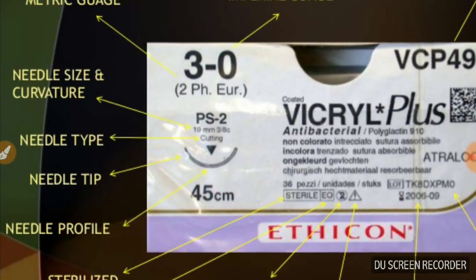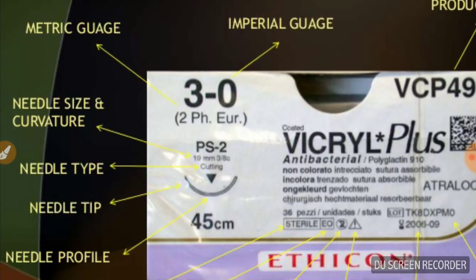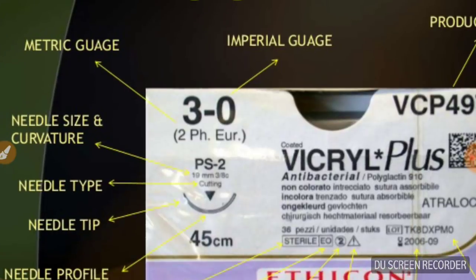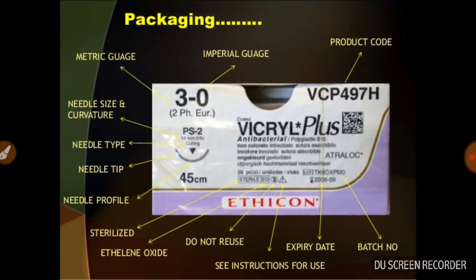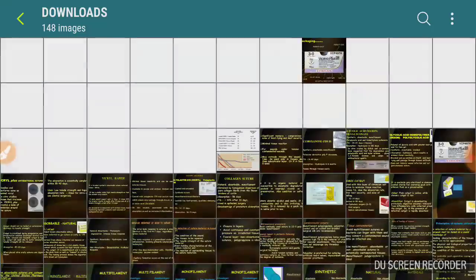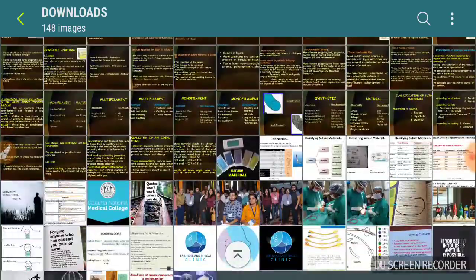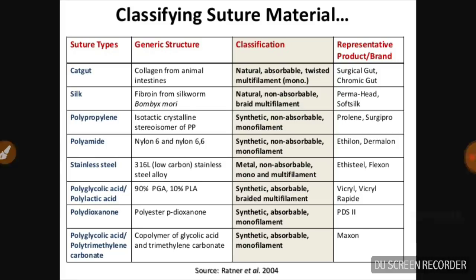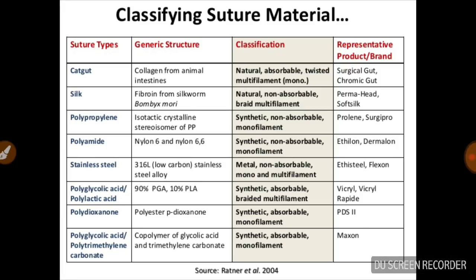Then this is the needle profile, needle tip, needle type, the needle size, and the curvature, from which end it is cutting, whether it is reverse cutting or the simple cutting one. Then the metric gauge and the imperial gauge of the material. Regarding suture materials, those are also important, but I will make them in another video. I do not want to prolong it more and make it more boring. This is another picture, just a summary one. I want you all to make a screenshot of it also and revise it.